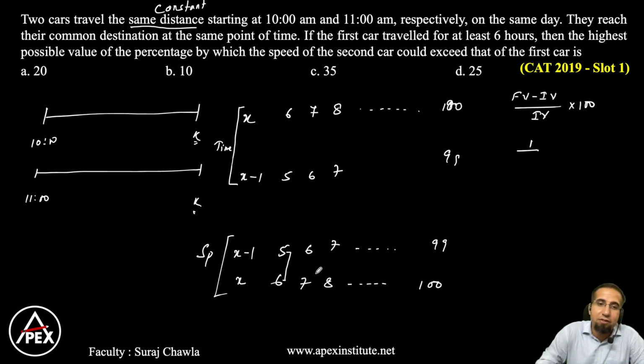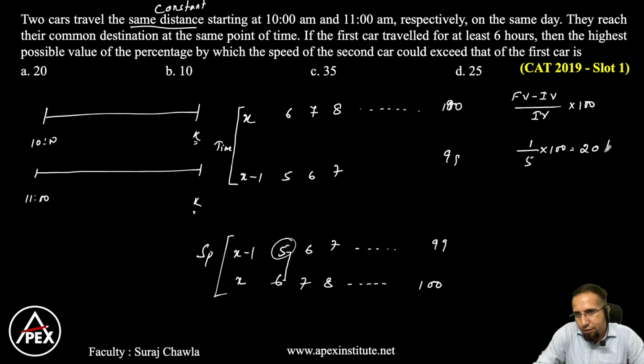And where is the denominator least? The denominator is least here at 5. So therefore, this would be my preferred choice here. 1 by 5 into 100, this becomes 20%. So this will be the greatest possible value of percentage change between the speed of the second car and the speed of the first car here.